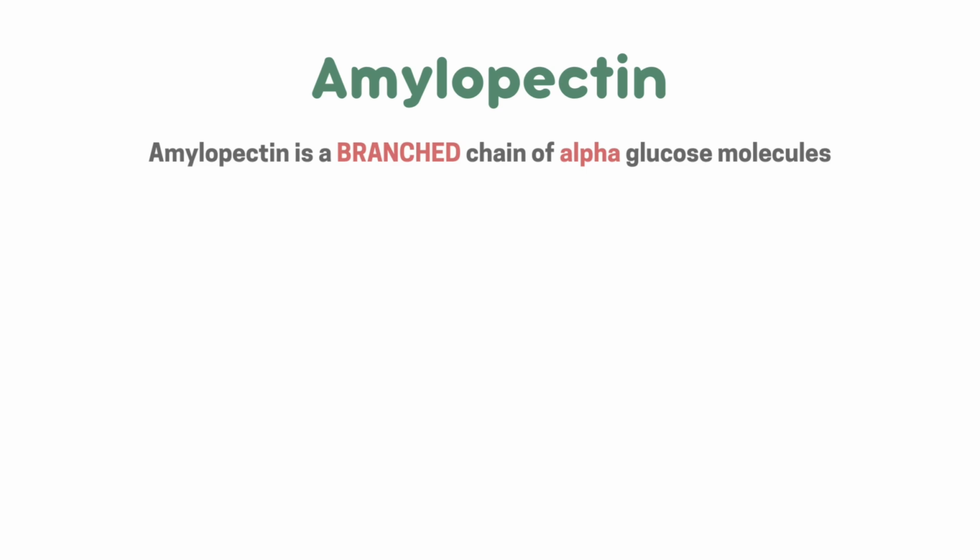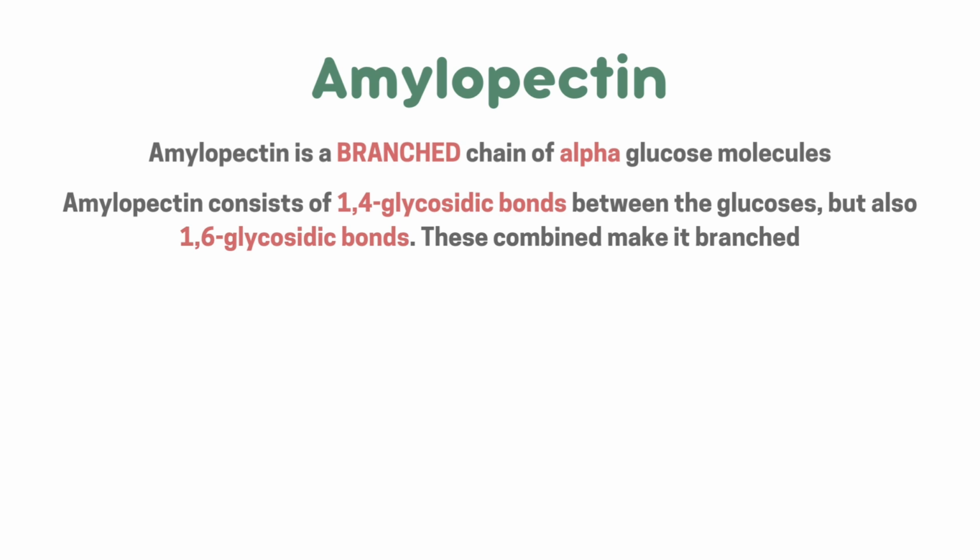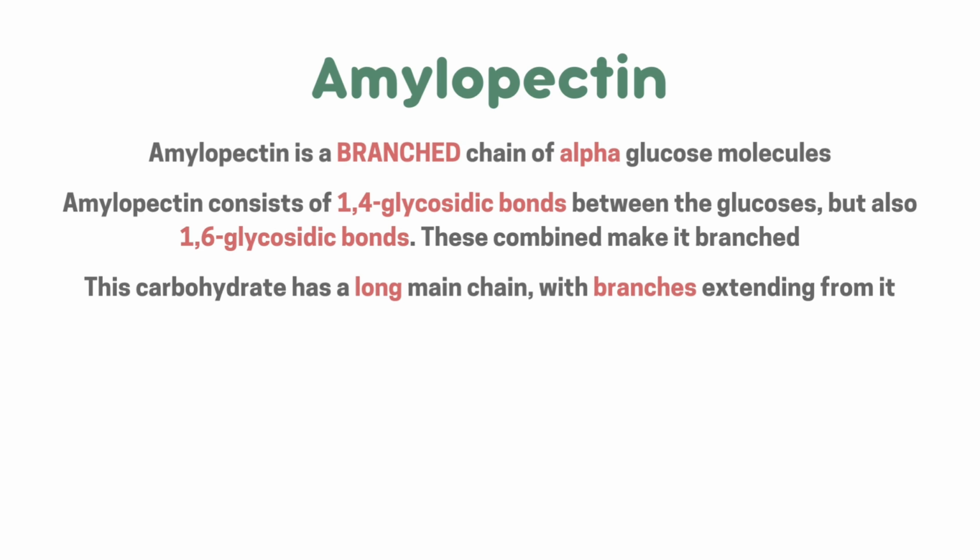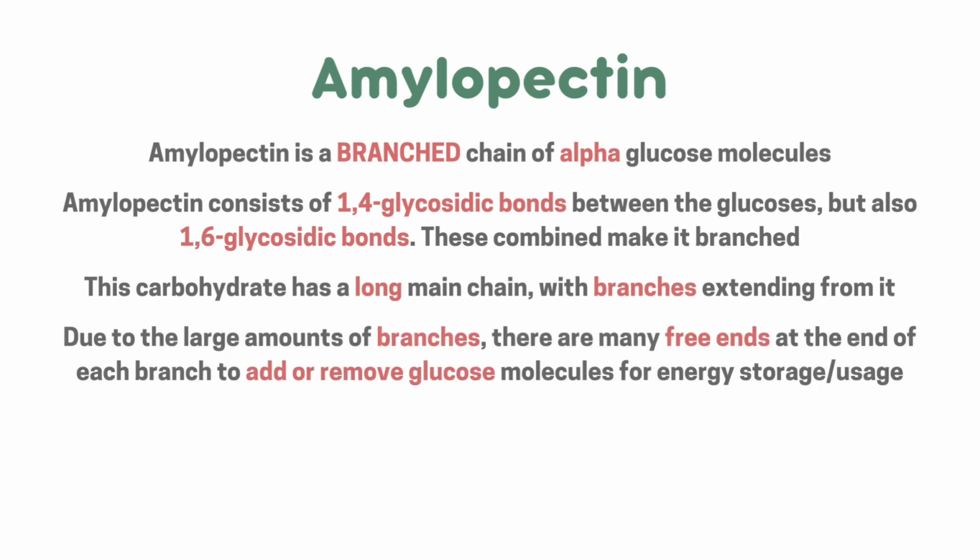Now amylopectin is a branched chain of alpha glucose molecules. Amylopectin consists of 1,4 glycosidic bonds between the glucoses, but also 1,6 glycosidic bonds. These combined make it branched. This carbohydrate has a long main chain with branches extending from it. Due to the large amounts of branches, there are many free ends at the end of each branch to add or remove glucose molecules for energy storage or usage. This makes amylopectin a better energy store than amylose.